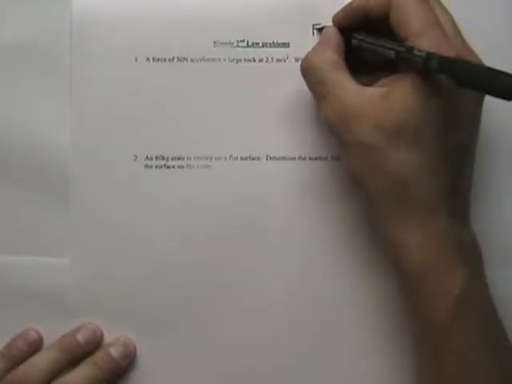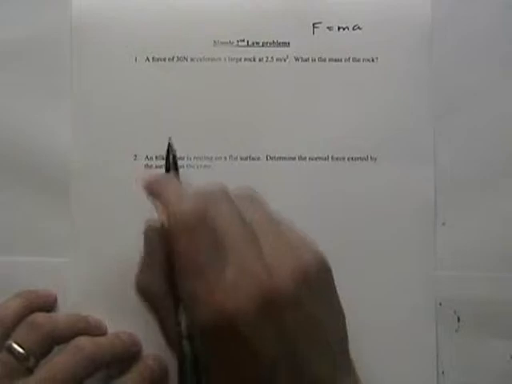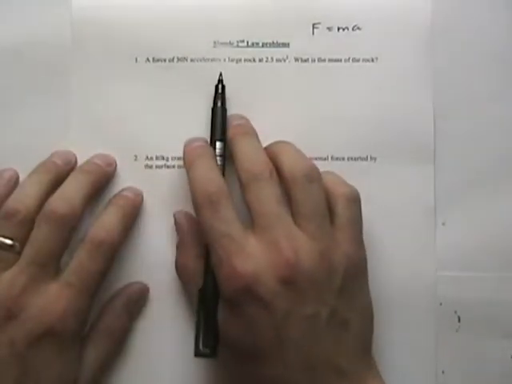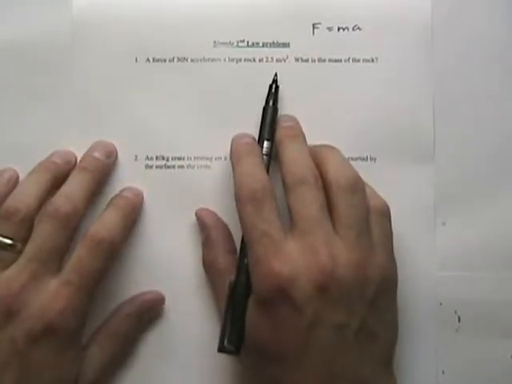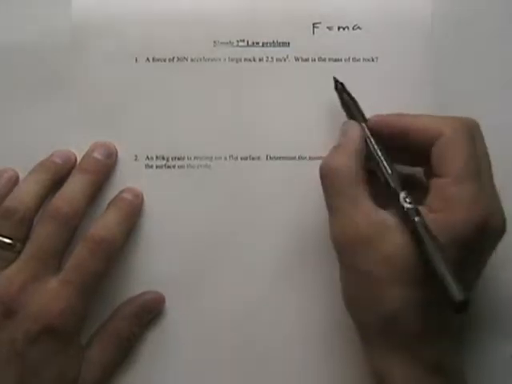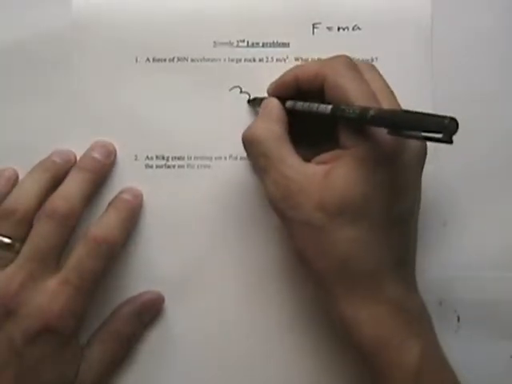Okay, we're going to do simple second law problems. If you remember, Newton's second law is F equals ma. So this is going to be an F equals ma problem. A force of 30 newtons accelerates a large rock 2.5 meters per second, or meters per second squared. We've got to find the mass of the rock.